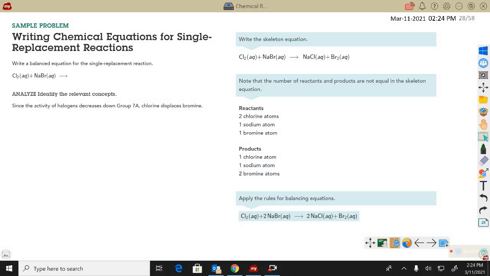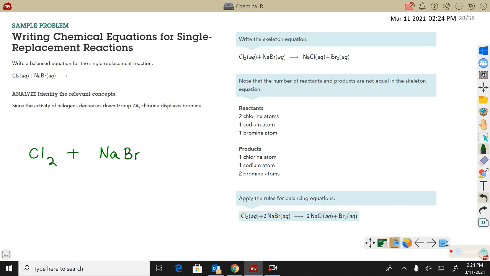Here's a little practice writing and balancing single replacement reactions. The first thing I like to do when I see that there's a single replacement reaction is check charges. If I've got this reaction here, chlorine plus sodium bromide, I want to know what are the charges on all of these particles, because then I'm going to need to know who's going to switch with who.